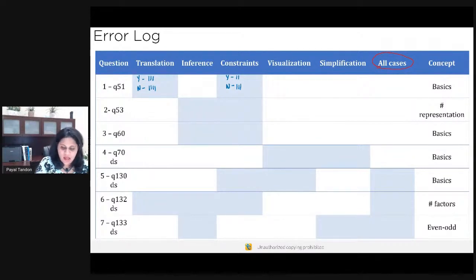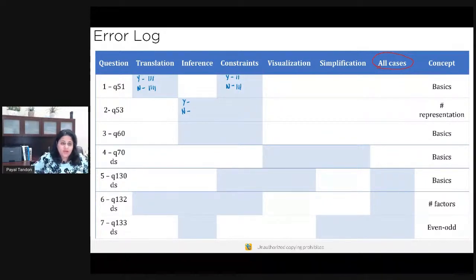How many of you were able to draw the inference? Just to recap, the inference here is that 99 times A minus C is a multiple of 7, so A minus C is a multiple of 7. How many of you were able to draw that inference? So tell me that.